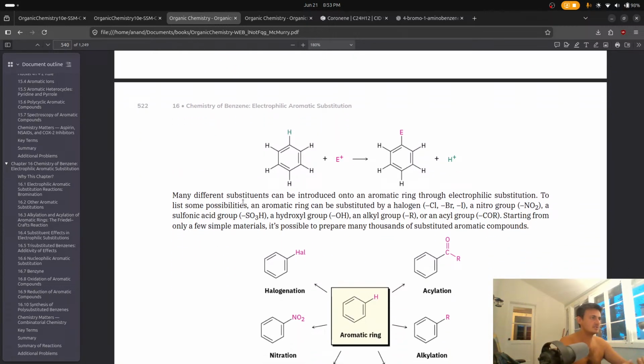Many different substituents can be introduced onto an aromatic ring through electrophilic substitution. To list some possibilities, an aromatic ring can be substituted by a halogen, a nitro group, a sulfonic acid group, a hydroxyl group, an alkyl group, or an acyl group.